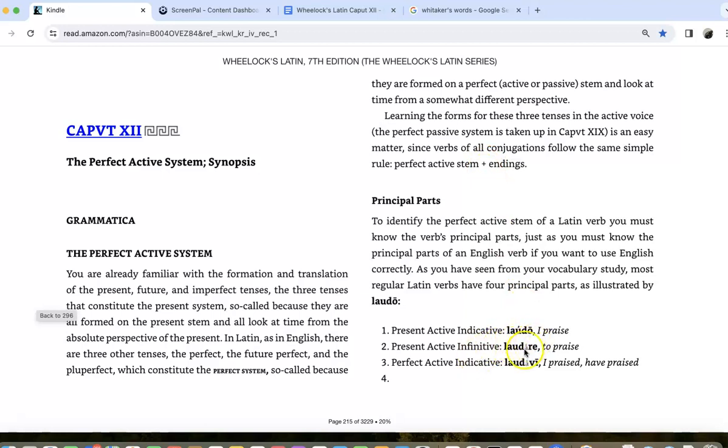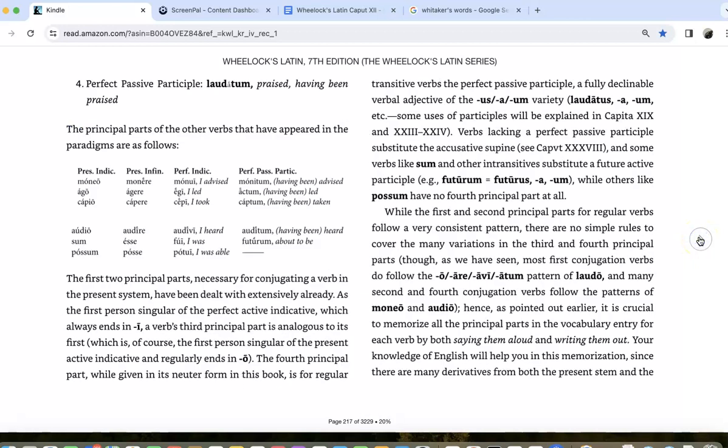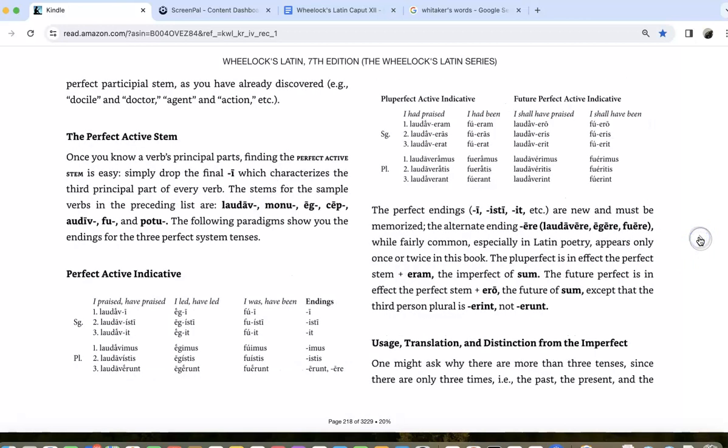Here we have a review of our verb system. What's important for us is just as we've been learning -o, -s, -t, -mus, -tis, -nt for our present tense verb endings, here we have a new tense and we need to memorize and be able to apply new endings: -i, -isti, -it, -imus, -istis, -erunt. But we also have the pluperfect, which is the perfect stem with the irregular form of to be in the imperfect or past tense form.